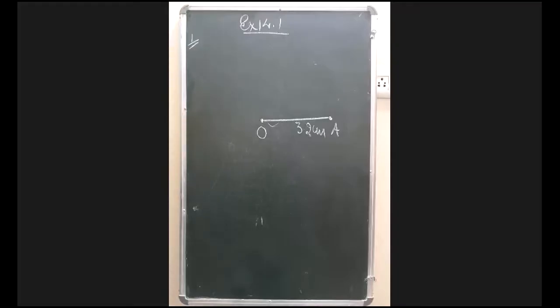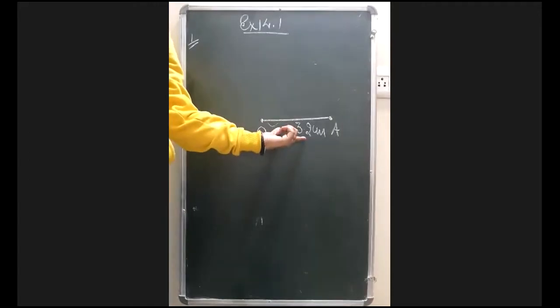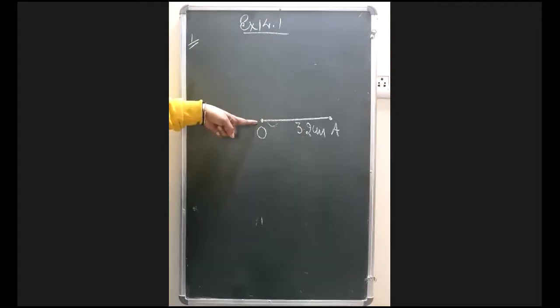So in exercise 14.1, question number 1 is telling you to draw a circle with radius 3.2. For that, we have to find the radius first, because without a radius, drawing a circle is not possible. So I have taken a radius of 3.2 and drawn a line segment with the measurement of 3.2 centimeters. After drawing this, I have given the name OS.